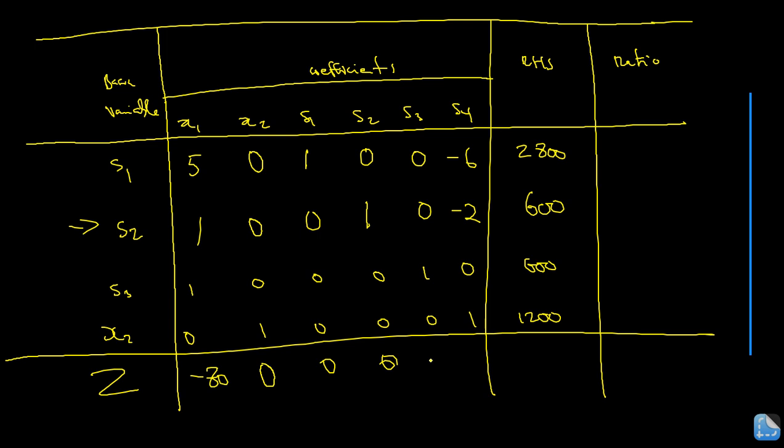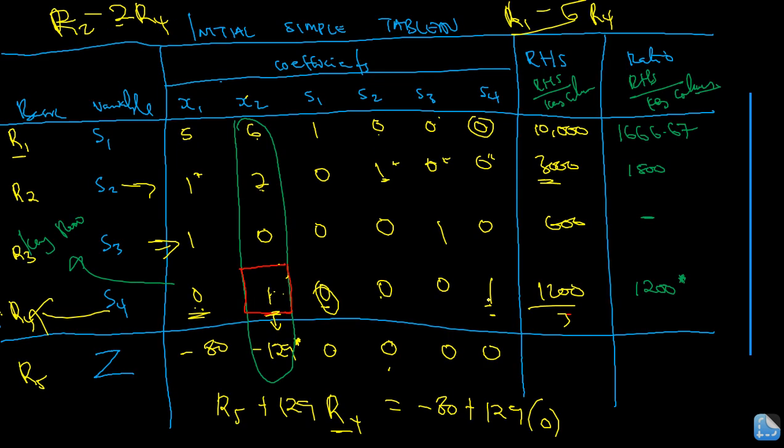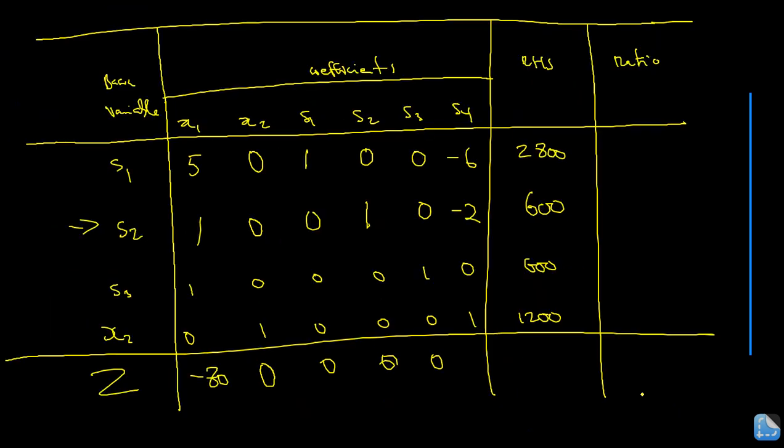So 0 here, then here the same thing, a 0, here the same thing, 0, then here we have a 1. So what do we do? So we have a 1 here, so it will be 0 plus 129 by 1. So we have a 129 positive. So plus 129 there.